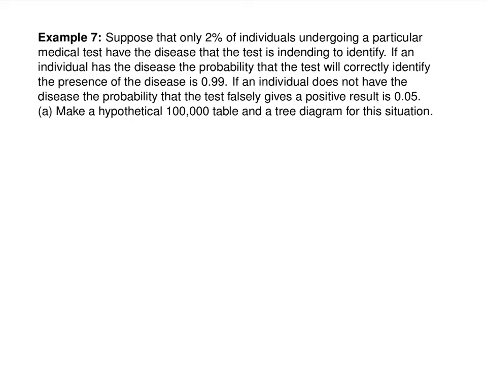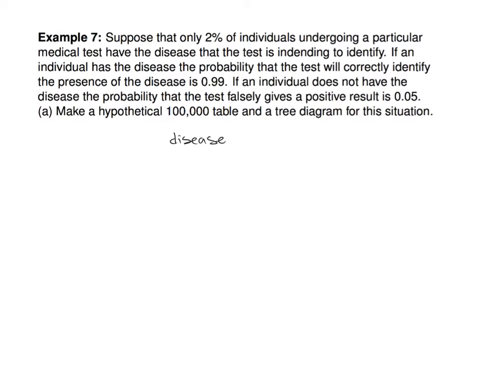Suppose that only 2% of individuals undergoing a particular medical test have some disease the test is trying to find. And if an individual has the disease, the chances it's going to find it correctly is 0.99. And if they don't have it, the chances that they're going to have a false positive is 0.05. So first we're going to make the 100,000 table, and then we're going to make the tree diagram.